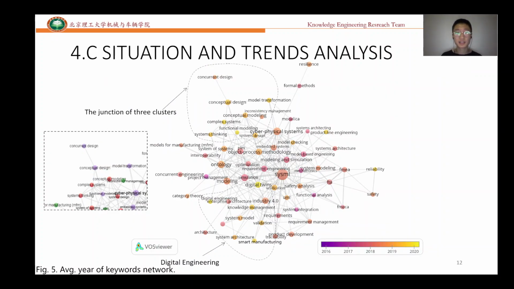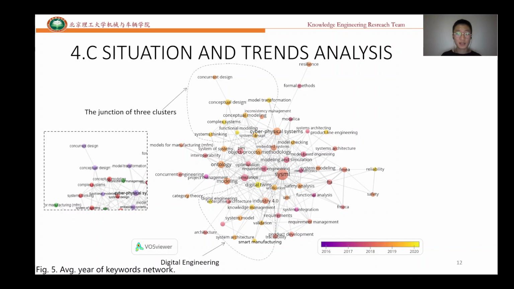From the perspective of the timeline, the number of nodes related to MBSE increased significantly in recent years, from 372 in 2016 to 698 in 2020. Figure 5 shows the average of the year in which each keyword appears. We mainly study the nodes with orange color or above to observe the latest research focus. The latest research hotspots are shown in the dotted box.